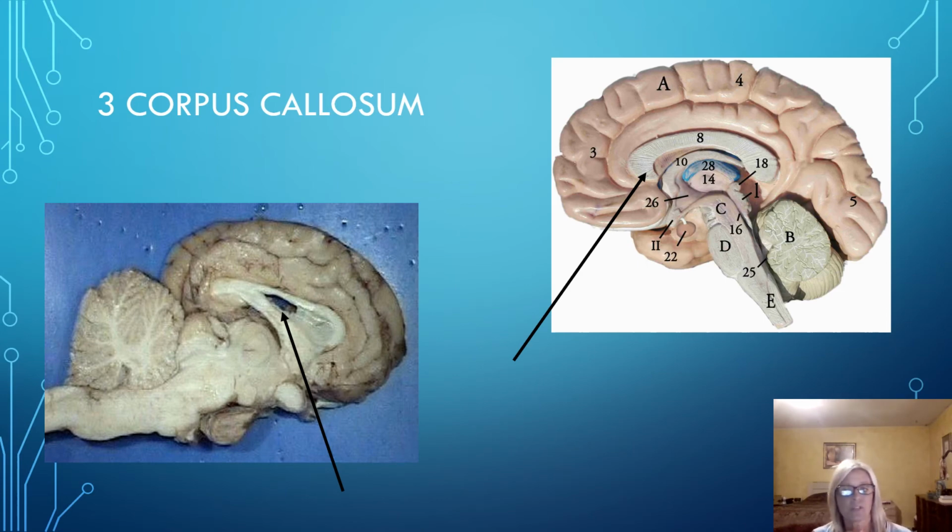Next, we have the corpus callosum, which is one of my favorite features because here it is easy to identify. It looks like a C laying on its side. Doesn't that look like a C there? This is a C-shaped nerve fiber bundle, and it stretches across the midline of the brain, and it is what connects the two hemispheres.